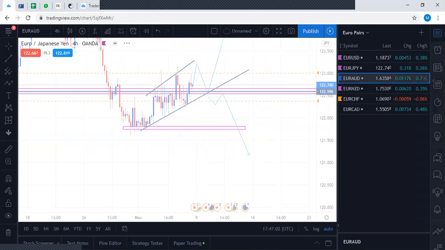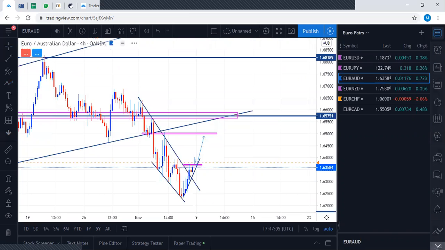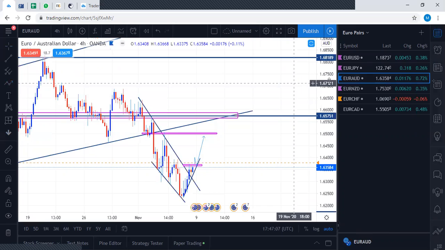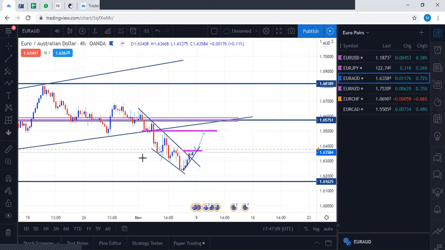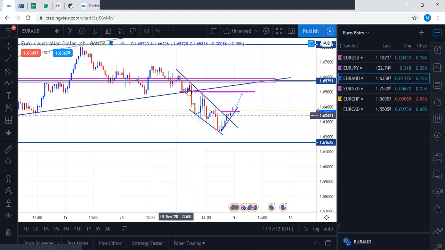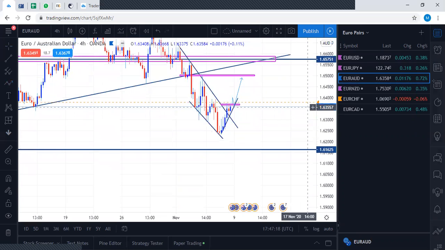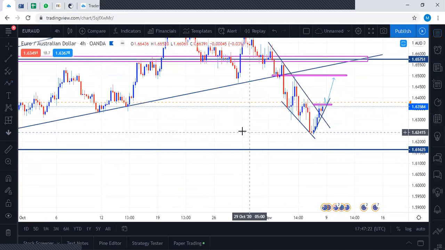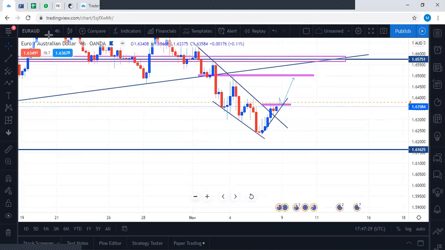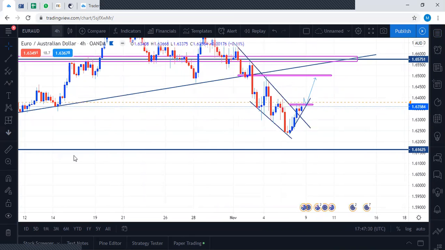Let's go to the Euro AUD. Euro AUD has been in some kind of a descending channel. I did this analysis last week. Unfortunately, I could not upload a video due to the internet. The video was so messed up due to the network, so I just had to chill and not upload any at all. So let's go to the daily and see what is happening here.